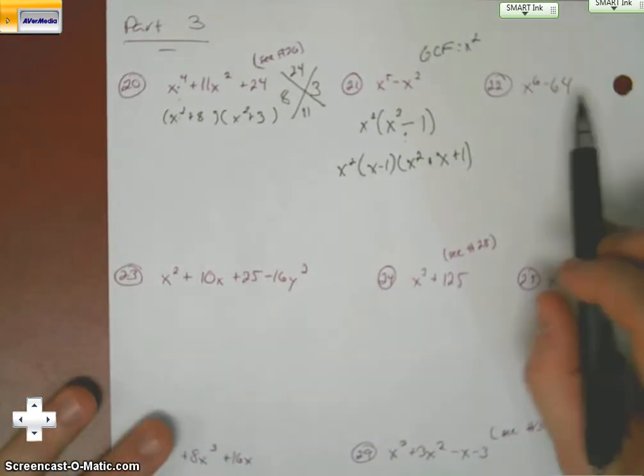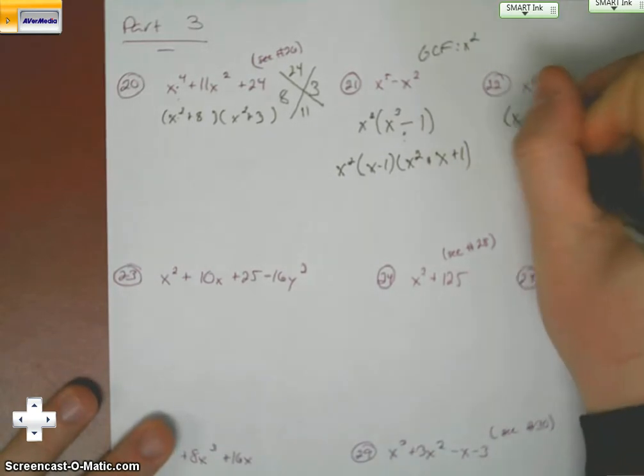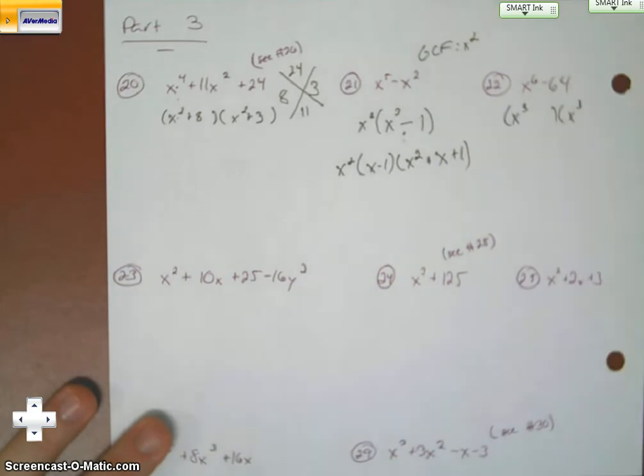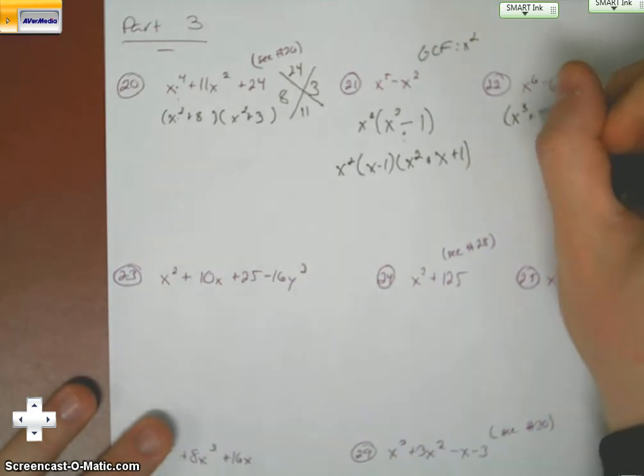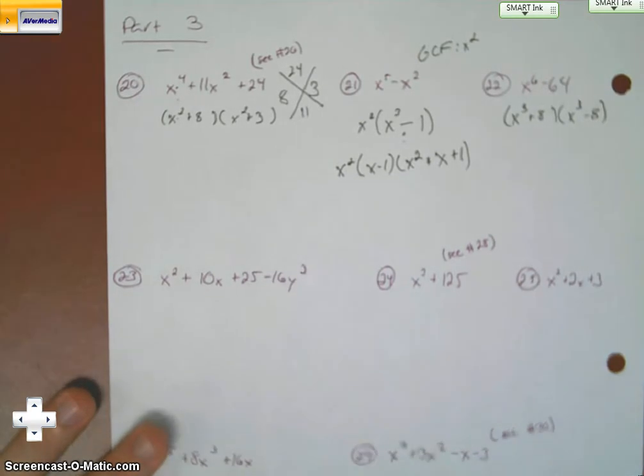22. Our exponent's an even number, meaning that it's going to be a perfect square. 64 happens to also be a perfect square of 8.